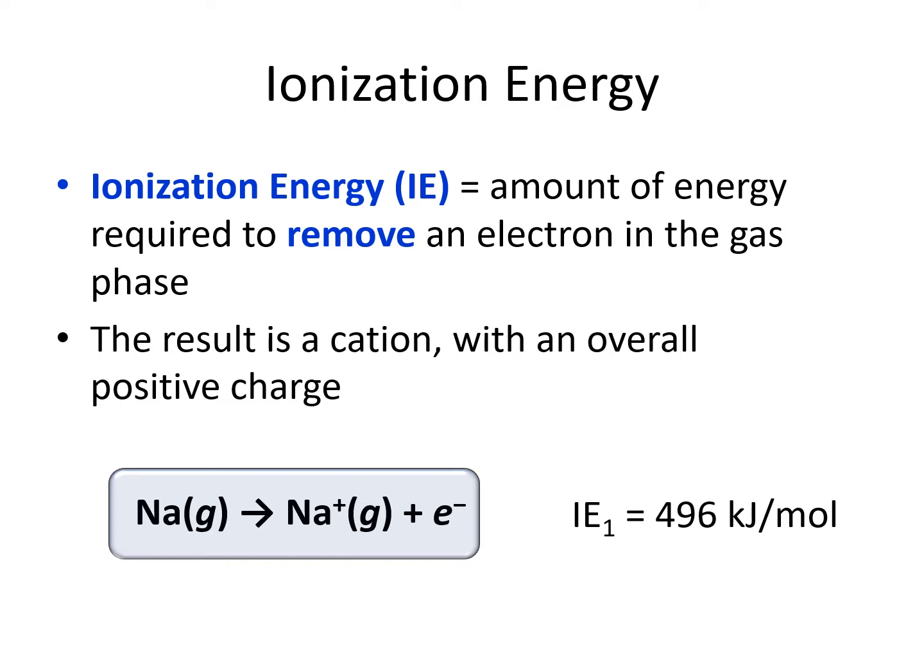We can write an equation that represents the reaction. For example, this one for the ionization energy of sodium. The neutral sodium atom is what we are starting with on the left of the arrow. On the right of the arrow, we end up with a sodium ion, which has lost an electron, and separately, that unbound electron. The energy for that reaction is a positive 496 kilojoules per mole. That means 496 kilojoules of energy must be added to sodium in the gas phase to make it lose an electron.